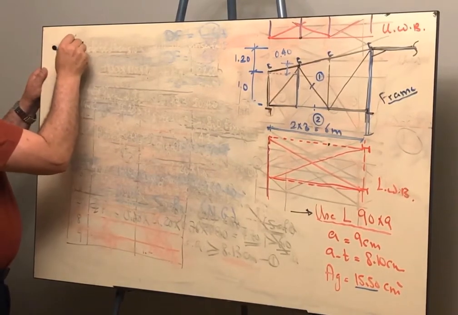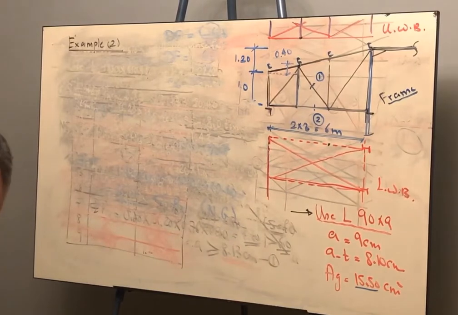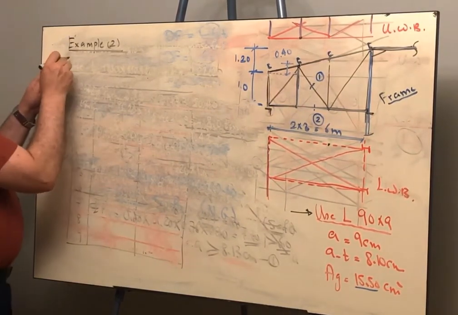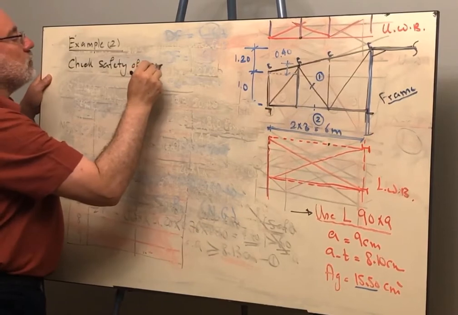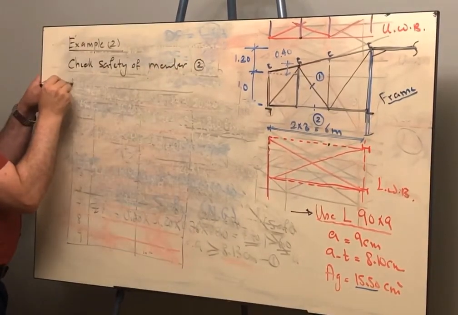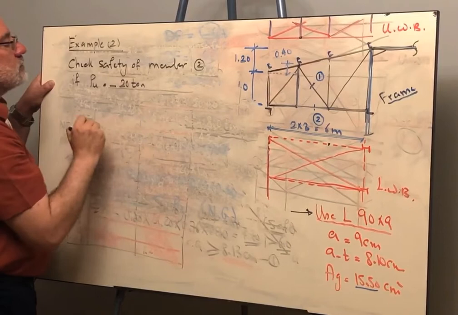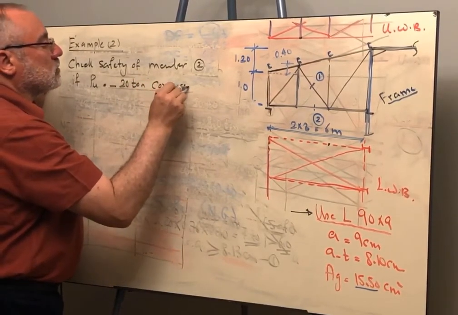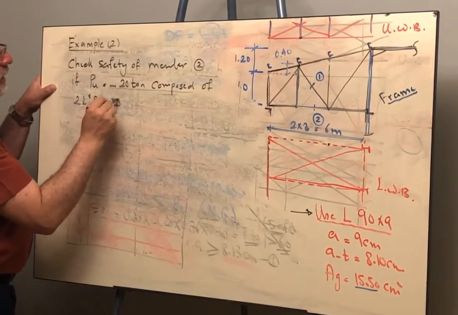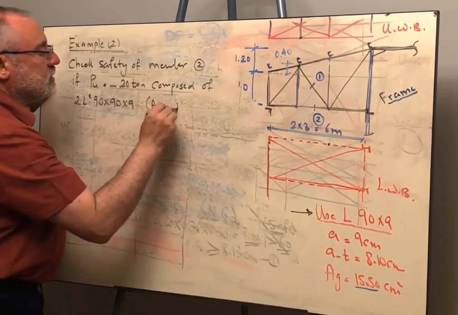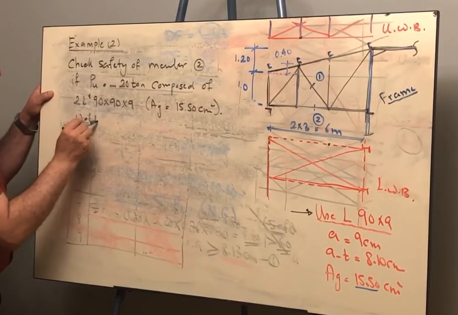Example number 2. Check the safety of member number 2 if it is composed, if P ultimate applied to that member is negative 20 tons and it is composed of two angles 90 by 90 by 9, the area gross of which is 15.5 centimeter square, and the connections are welded.